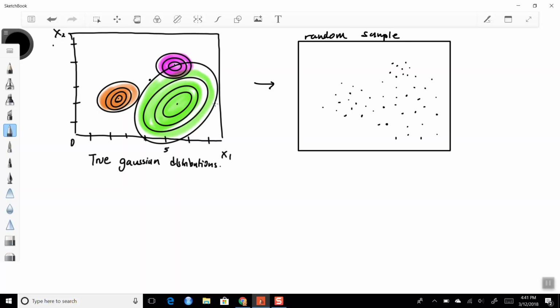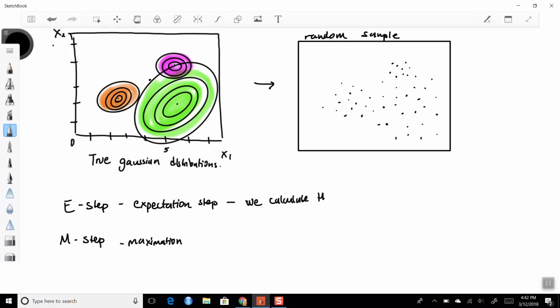And what we're going to do is, the EM algorithm has an E step and an M step, okay? The E step is for the expectation, and the M is maximization. So E is the expectation step, and basically the result of the expectation step is going to be probabilities that each point belongs to a certain cluster. So we calculate the probability that each point belongs to a cluster.